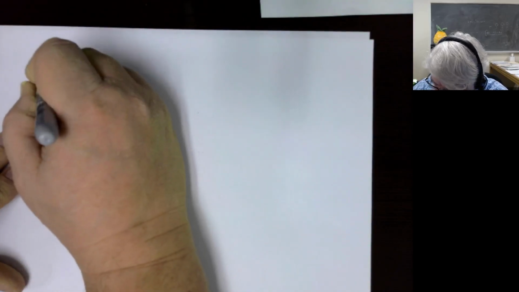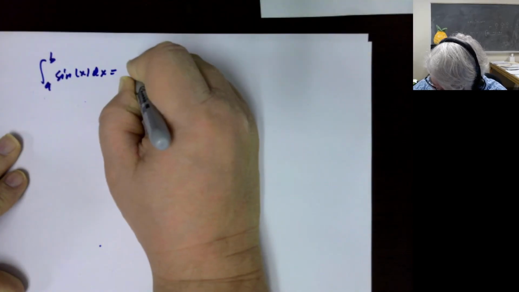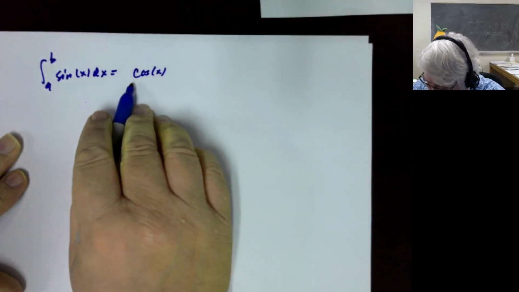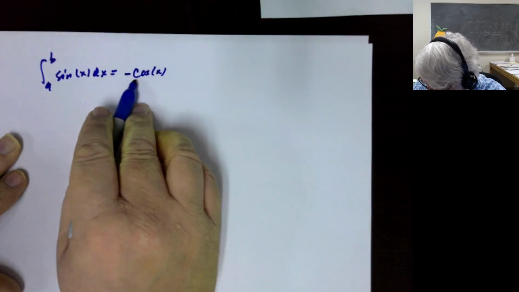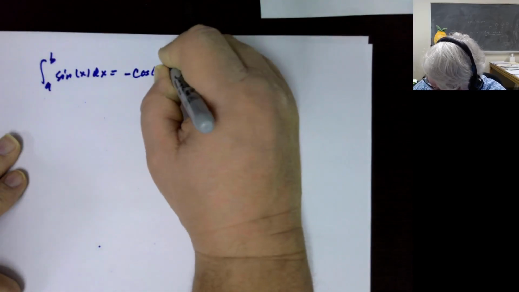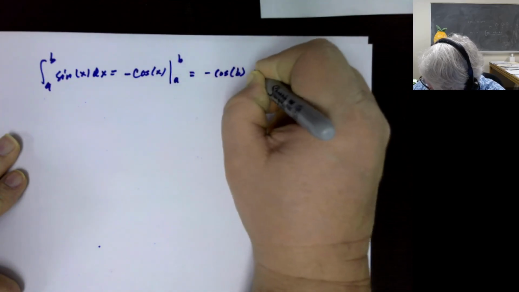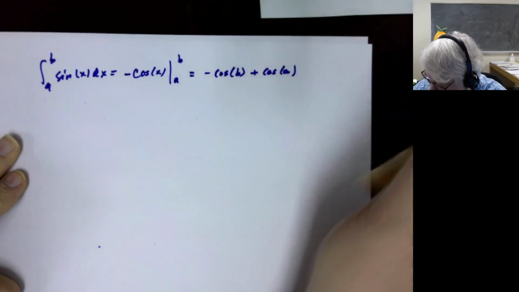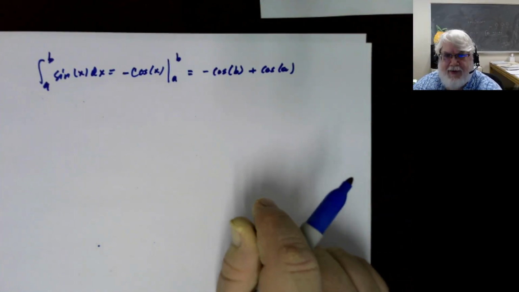Similarly, let's do one more. What about the integral from a to b of the sine of x dx? Well, let's see, cosine of x. Is that a positive or negative cosine? If this is an antiderivative, this should be a negative, right? Because then the derivative of minus cosine will be positive sine. And then we have our a to b here. So that's minus cosine of b plus cosine of a. That's minus minus cosine of a. Good. And so on. So that is the fundamental theorem of calculus.